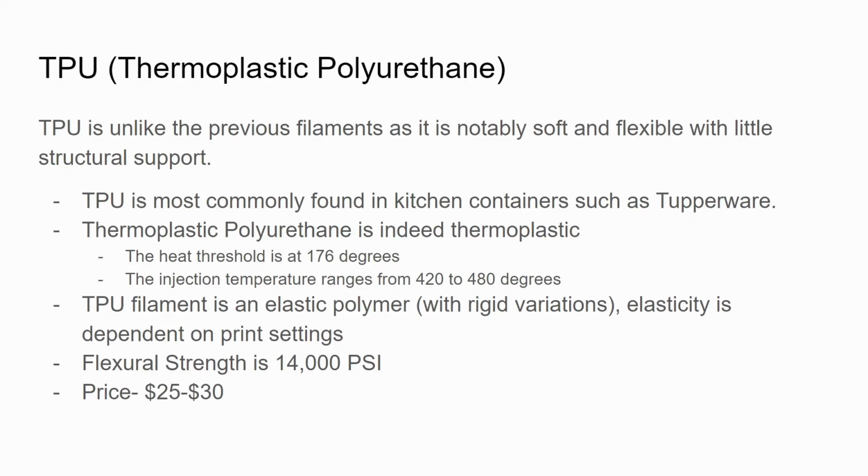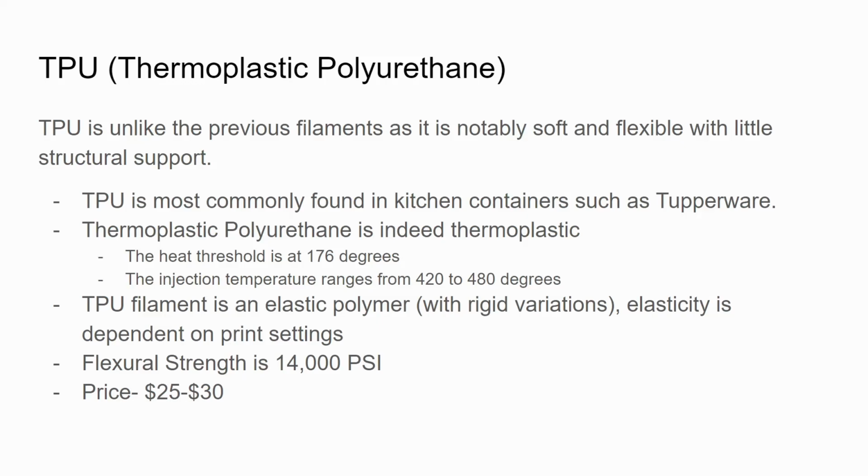And our final filament that we will be talking about that's mainly useful in FIRST Robotics and FTC Robotics is TPU plastic. TPU plastic is unlike the previous filaments as it's notably soft and flexible with very little structural support. TPU is commonly found in kitchen containers such as Tupperware. If you find Tupperware lids, they're very flexible and a little soft. That's generally the consistency of mainstream TPU filament, as there are variations that can be rigid. Now, it is called thermoplastic polyurethane, which means it is thermoplastic. It has a heat threshold of around 176 degrees, with the injection temperatures ranging from 420 to 480 degrees Fahrenheit.